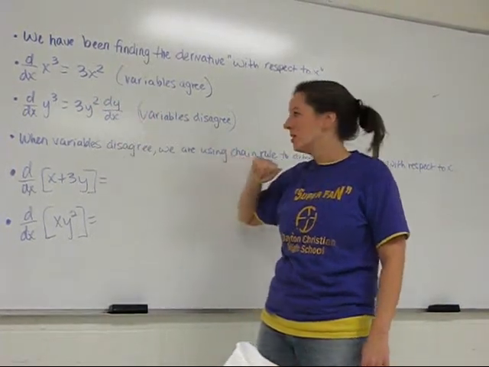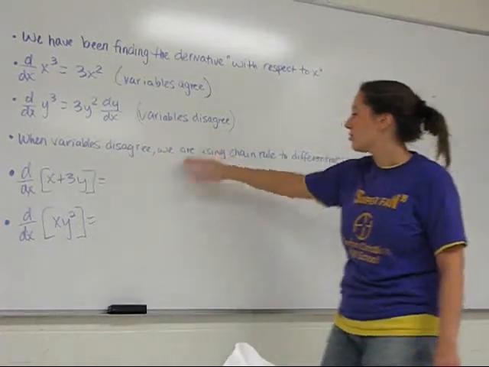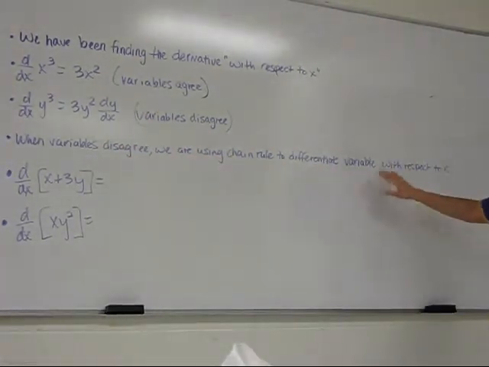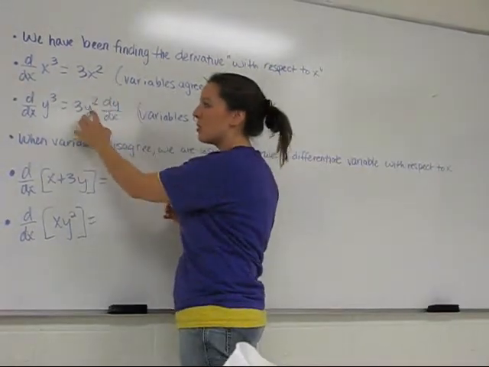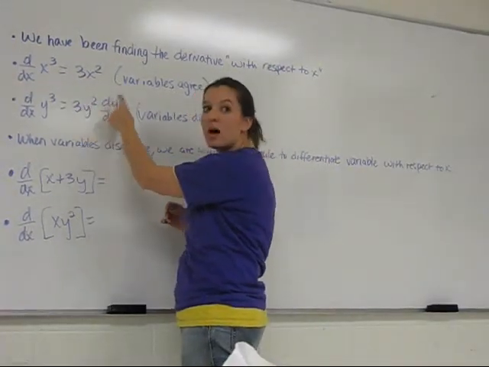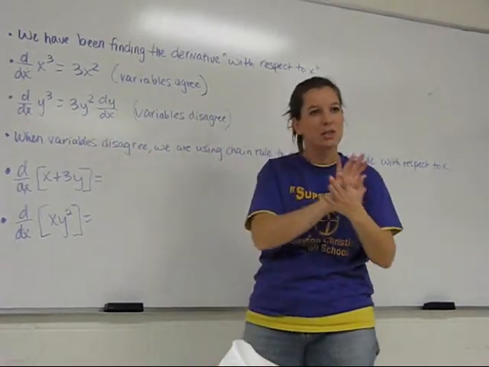Because the variables disagree, I have to take the derivative of y with respect to x and write that right there. So when the variables disagree, what we're really doing is using the chain rule to differentiate the variable with respect to x. So we take the derivative of this function with the y still in it, and then we take the derivative of y with respect to x and write it next to it, multiplied.